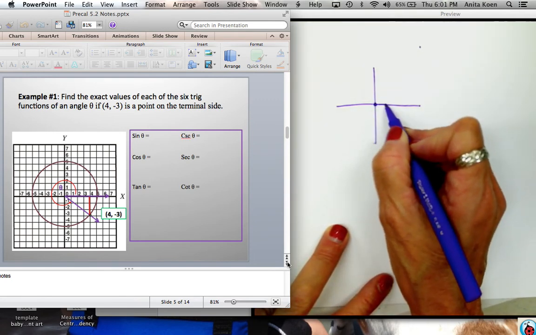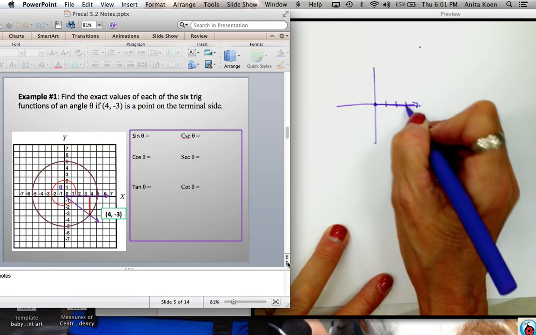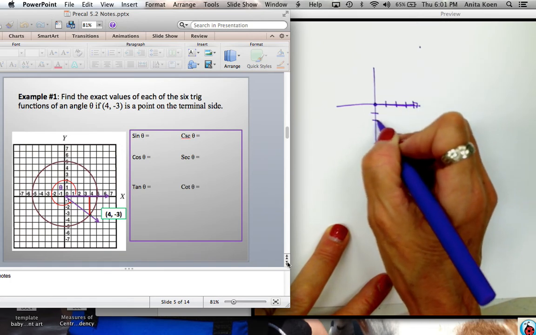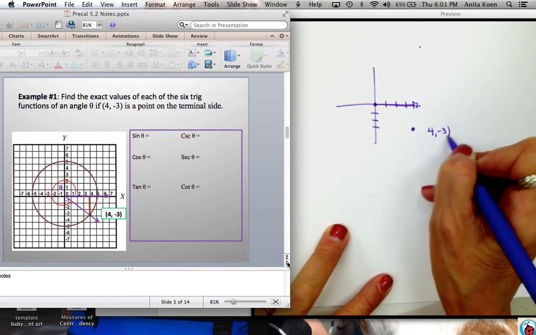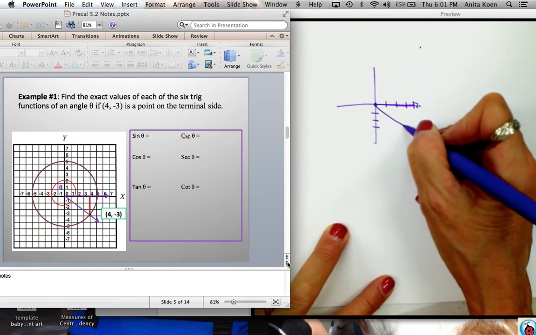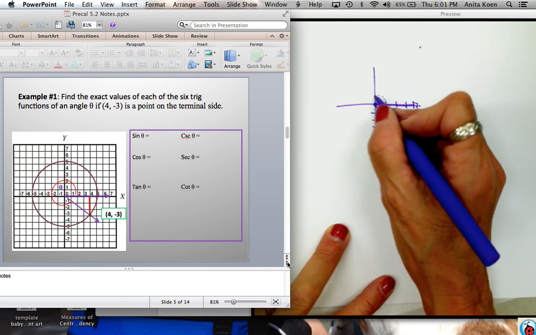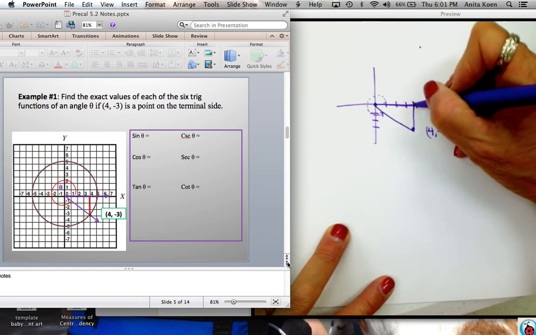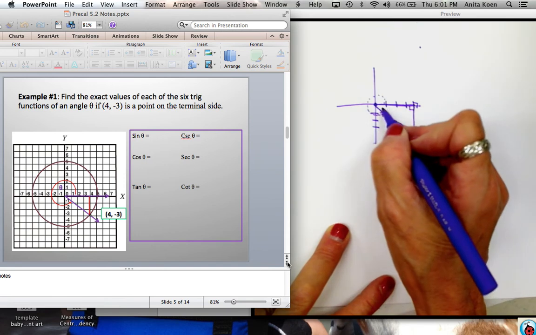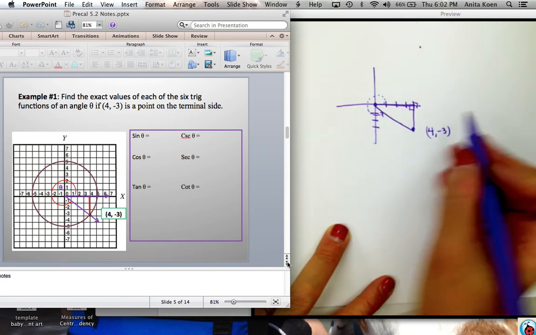So I'm going to draw my angle. Here's my initial side, and the point 4, -3 is a point on the terminal side of this angle. So here is my angle theta, right around here. And then we're going to draw the perpendicular up to the x-axis, and this is my little reference angle right in here.